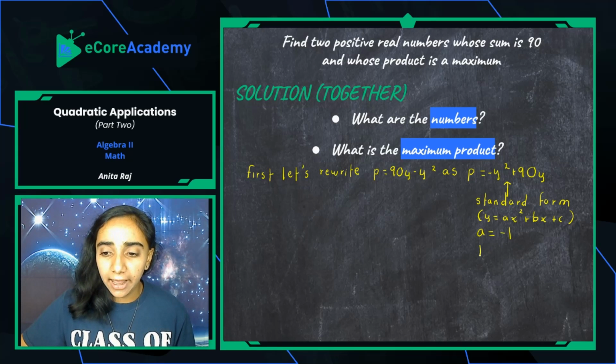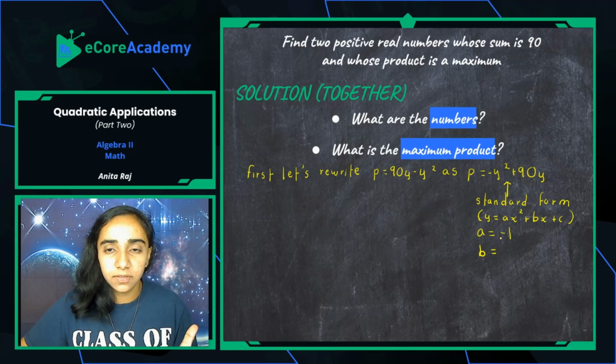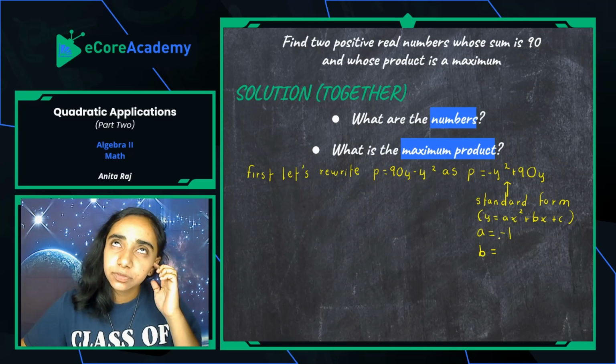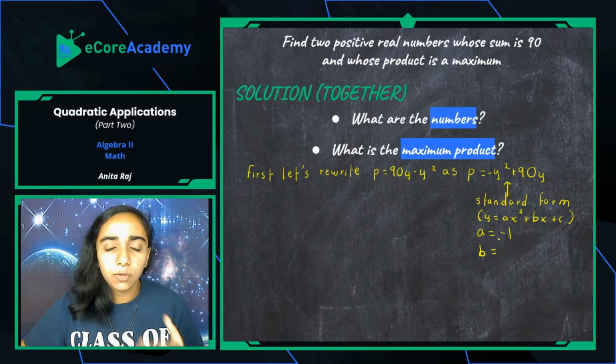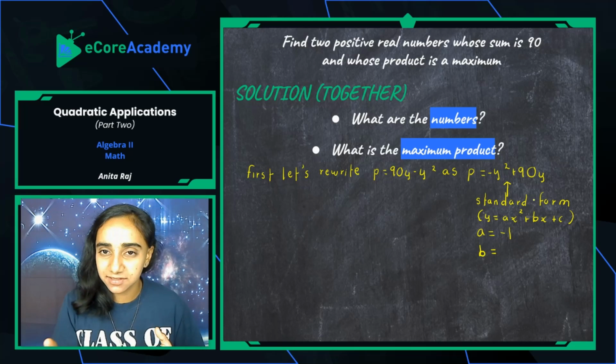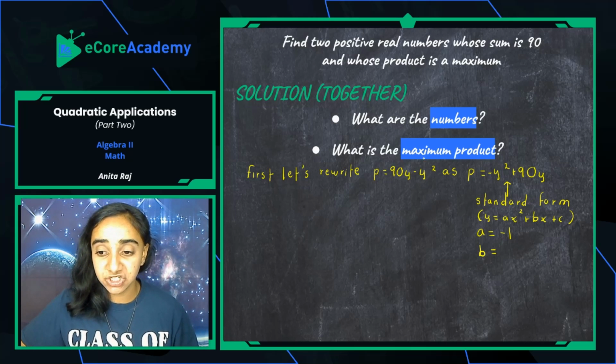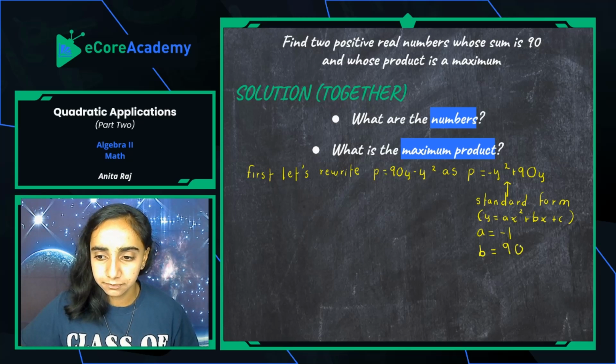Also, we can look at our b value. Our b value is more straightforward. It's 90 because it's just the constant that comes before just the x value, or the variable to the power of 1. In this case, it's just 90. So that should have been pretty straightforward for all of you.